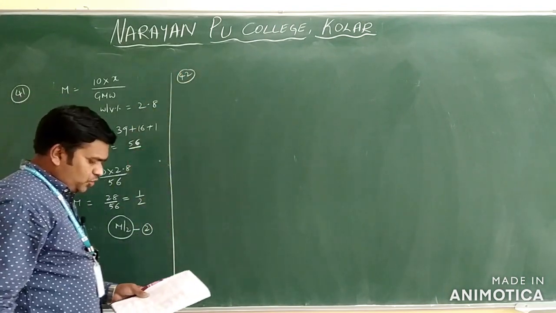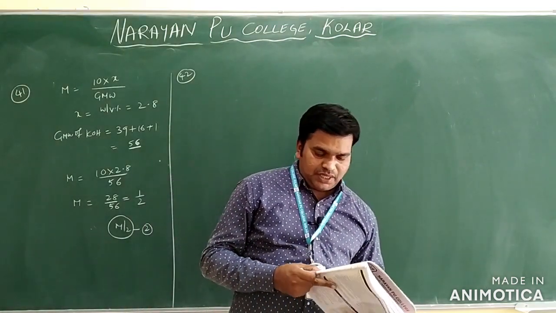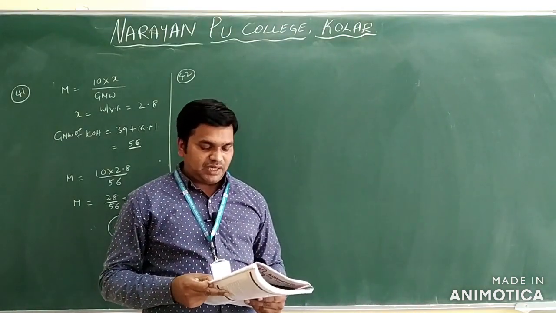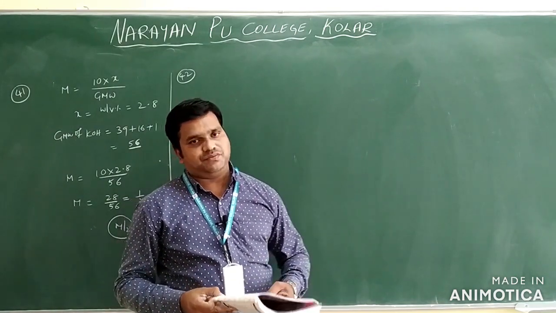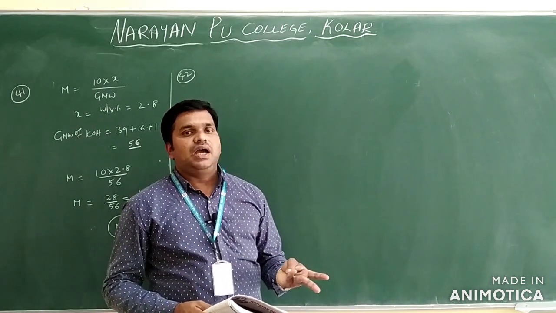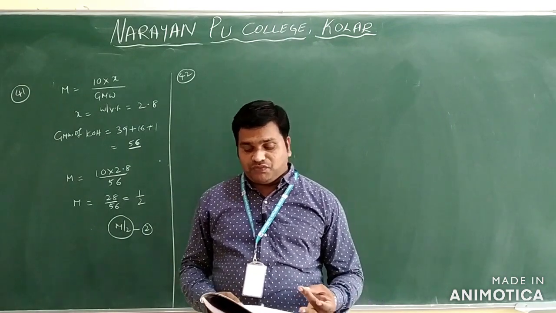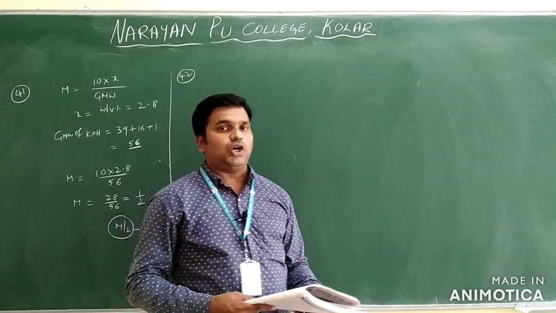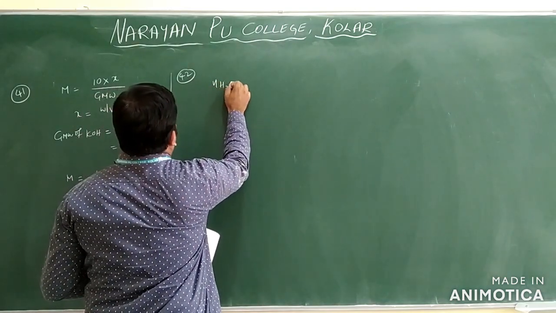Now let us see question number 42 we have. The mole fraction of water in a solution containing 117 grams of sodium chloride and 900 grams of water is. The question they are asking is mole fraction. You can first find out the number of moles of water and number of moles of NaCl. From that you can find out the mole fraction of the water only. Clear?